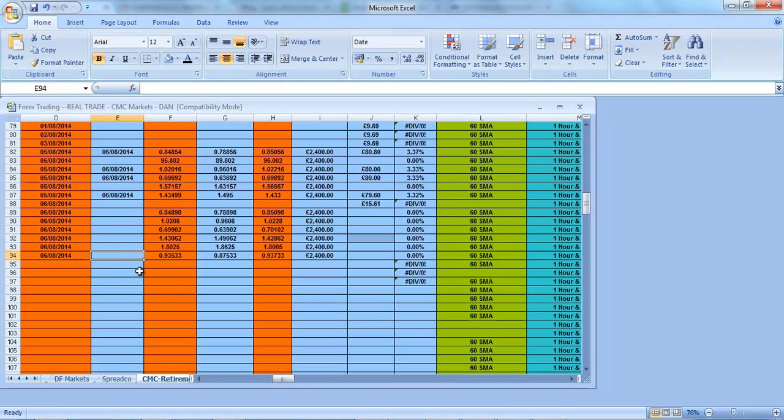So if I've made any profit, I'll put the exit date here, and then the amount that I've made, I'll put under the amount, and then that is it. Very simple. You just need to follow a step by step, and your trading diary is done.